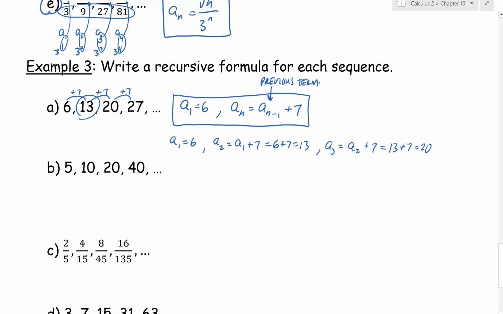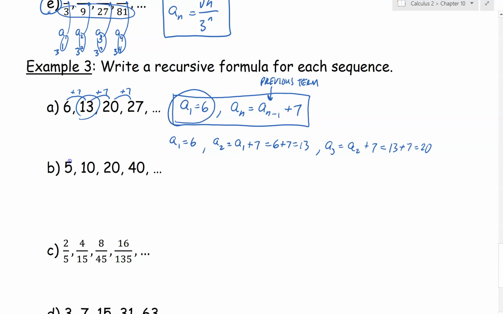So we're just taking the previous term and adding 7. Remember, for recursive formulas, you have to provide a starting point. Sometimes you have to provide 2 starting numbers. Okay? For example, B, here we have a different kind of pattern.